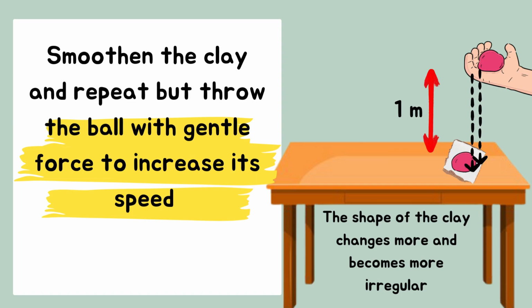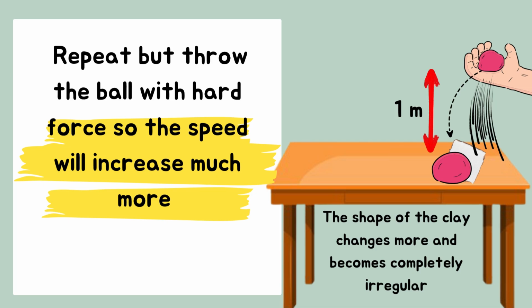We will observe that the speed of the ball increases, and when it collides with the cardboard, the shape of the clay changes more and becomes more irregular. That means there is more damage than in the first case. Then we repeat it a third time, and we throw the ball very hard. We will see that the speed increases and the shape of the clay is completely irregular.